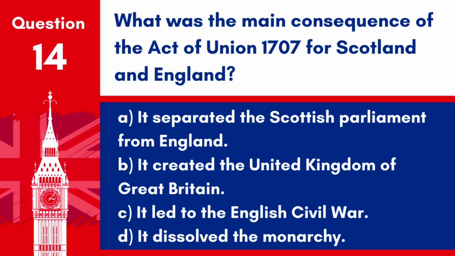What was the main consequence of the Act of Union 1707 for Scotland and England? A. It separated the Scottish Parliament from England. B. It created the United Kingdom of Great Britain. C. It led to the English Civil War. D. It dissolved the monarchy.